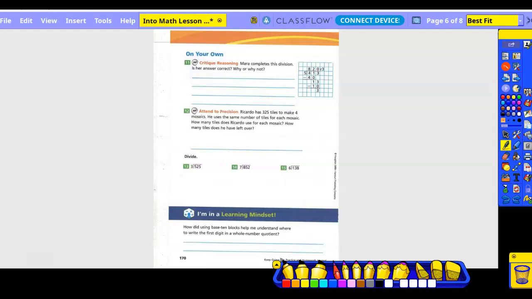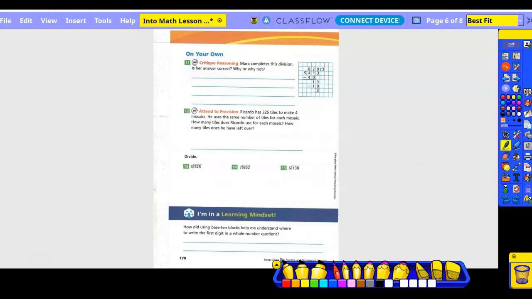So she should have put a what there? 0. A 0. And then 5 can go into 41 8 times, right? To get 40. So she started the subtraction right. She just put the 8 in the 100 spot, and it really should have been in the 10 spot is where she should have started, right?